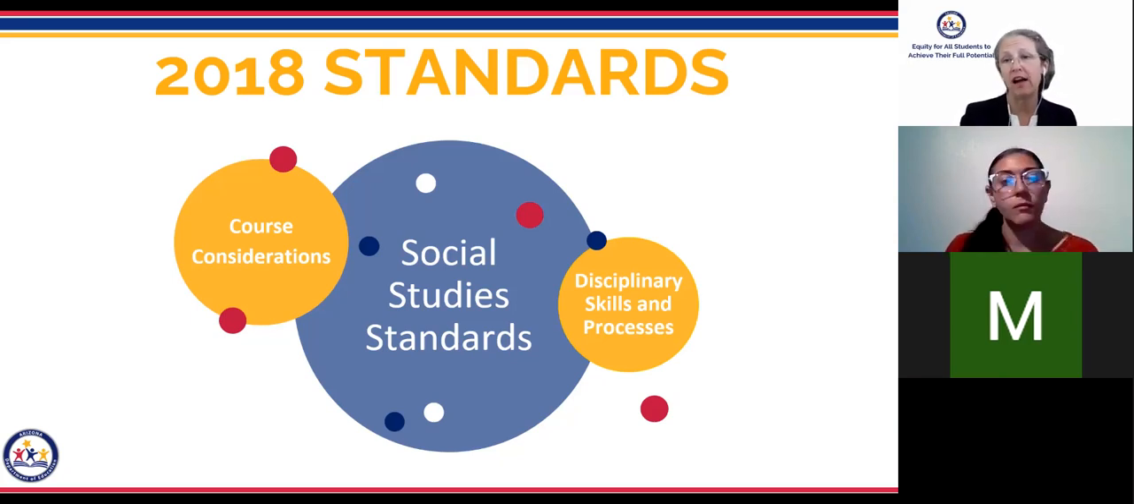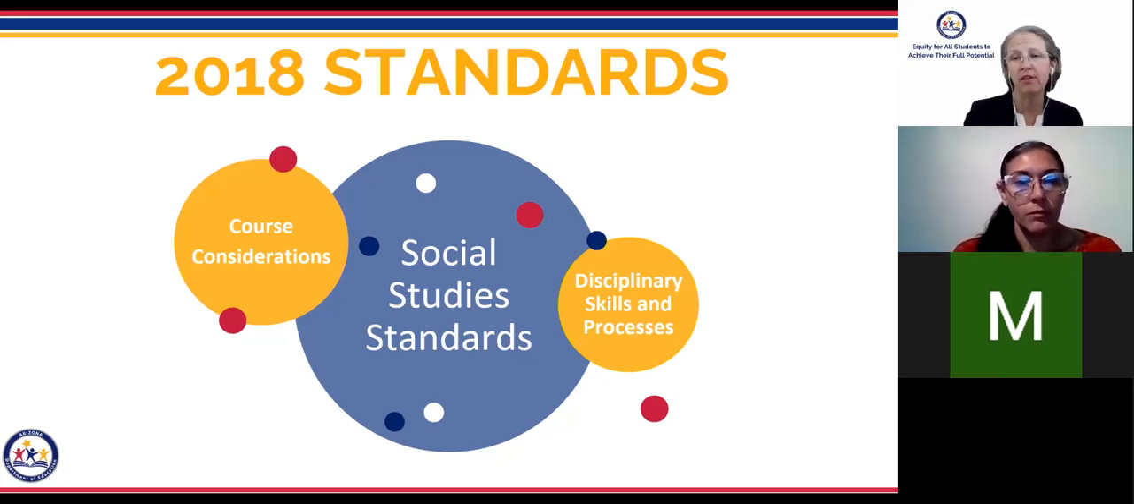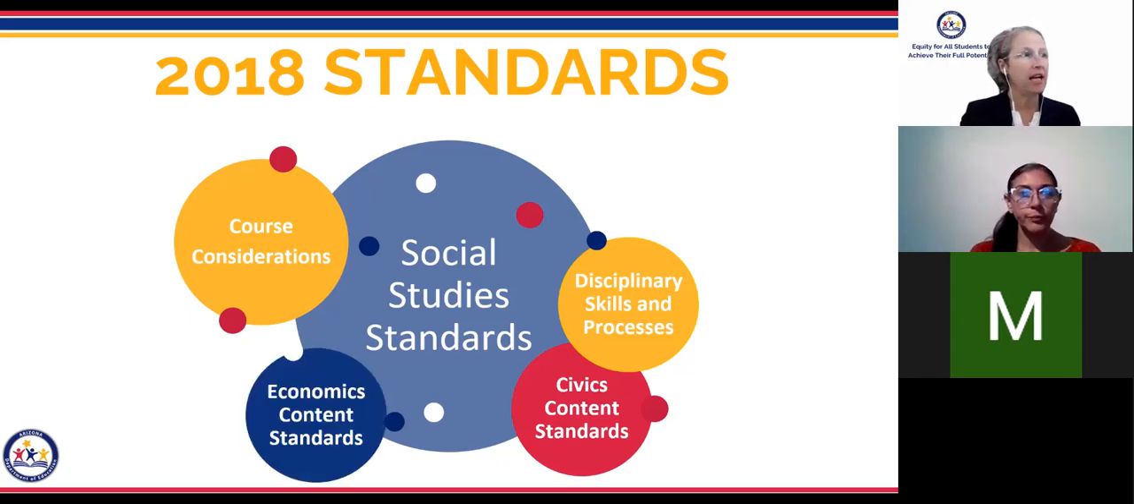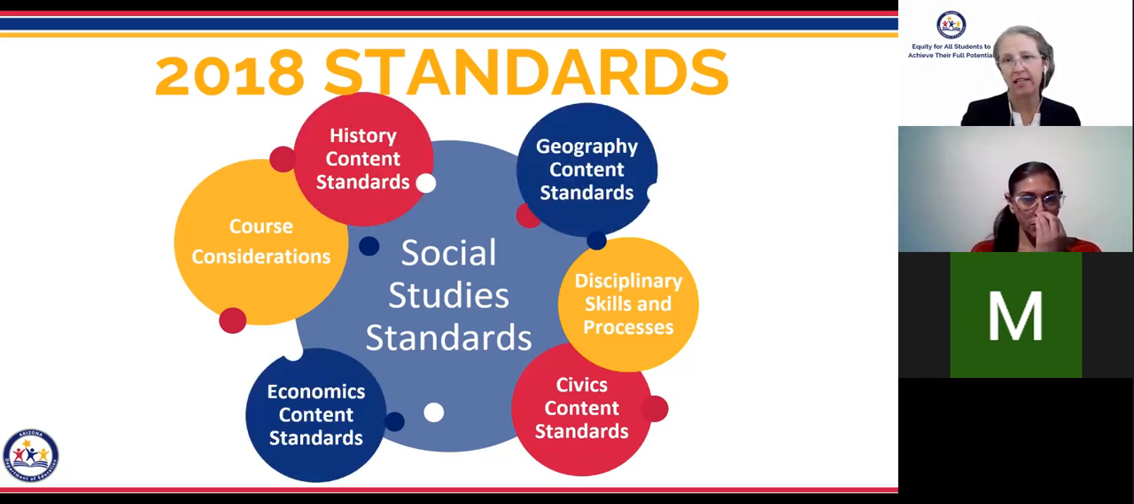And then you have the actual standards, which are in five categories. So we first have disciplinary skills and processes. These are our critical thinking standards. These are the historical thinking skills, thinking like an economist, like a geographer, like Maria had said. You're using the primary sources to answer these kinds of questions. And then you have content in civics, economics, geography, and history.